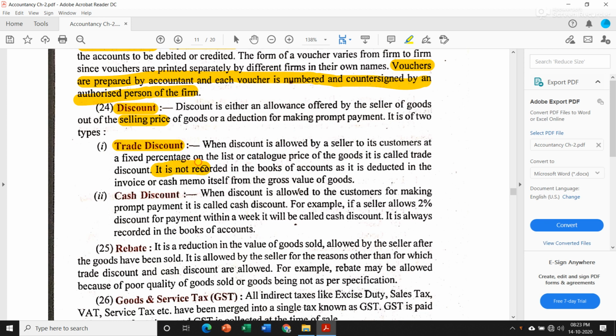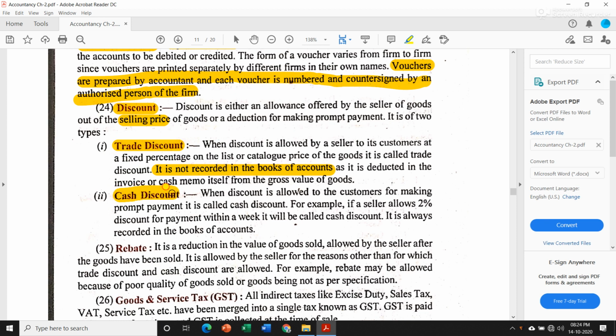This is an important rule that you have to remember: trade discounts are not recorded in the books. It is deducted in the invoice or cash memo. When we prepare the cash memo, we deduct trade discount from the amount, and the balance amount of goods after deducting trade discount is what is recorded in the books of accounts. The thing you have to remember most is trade discounts are not recorded in books.